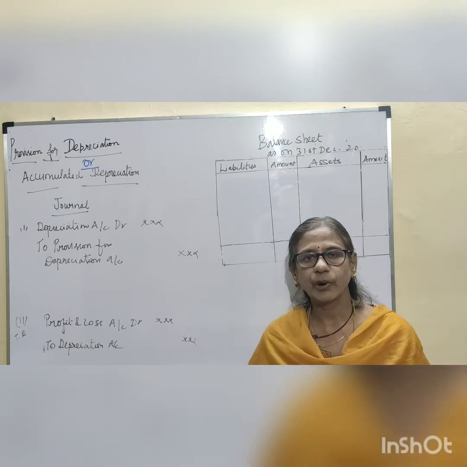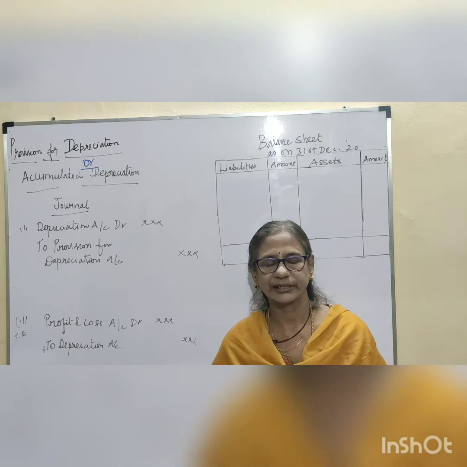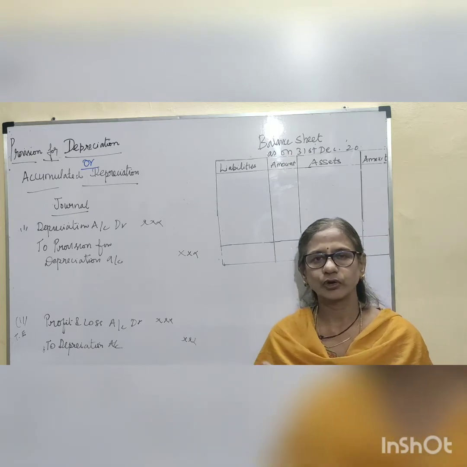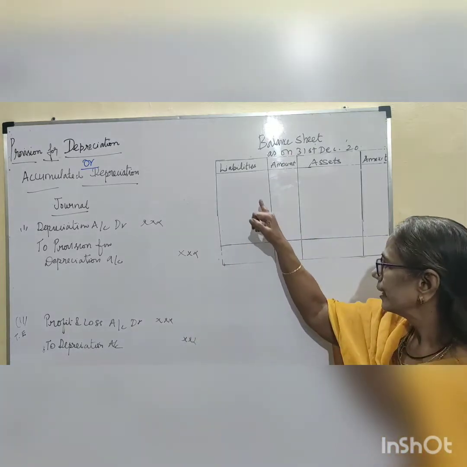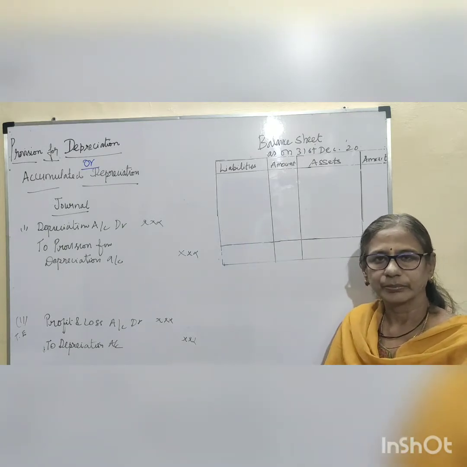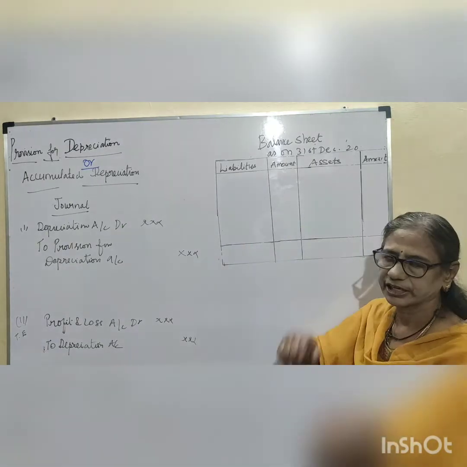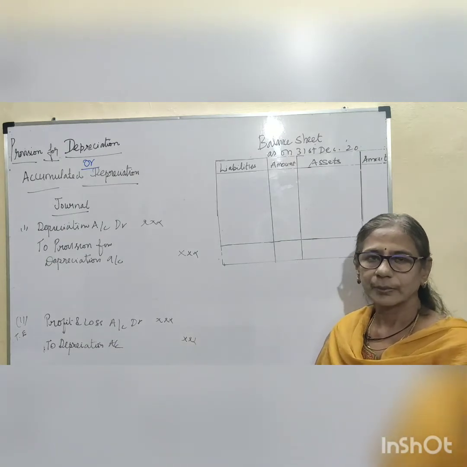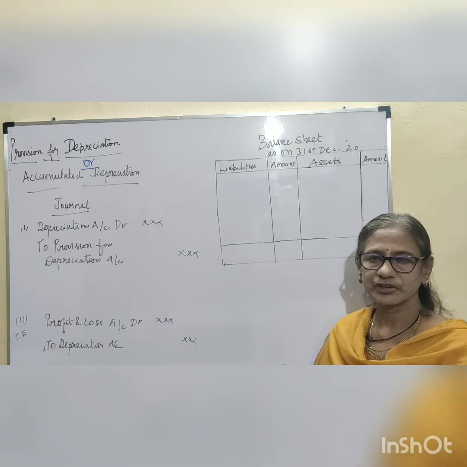Whatever balance we get at the end of the year will be taken to the balance sheet. The provision for depreciation account balance will be taken to the liability side of the balance sheet, and the asset account will be shown on the asset side of the balance sheet. We have to pass two journal entries: one is a journal entry, another one is a transfer entry.